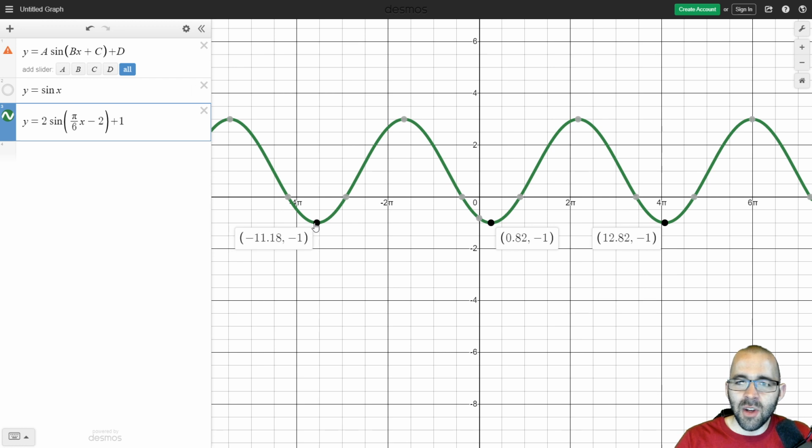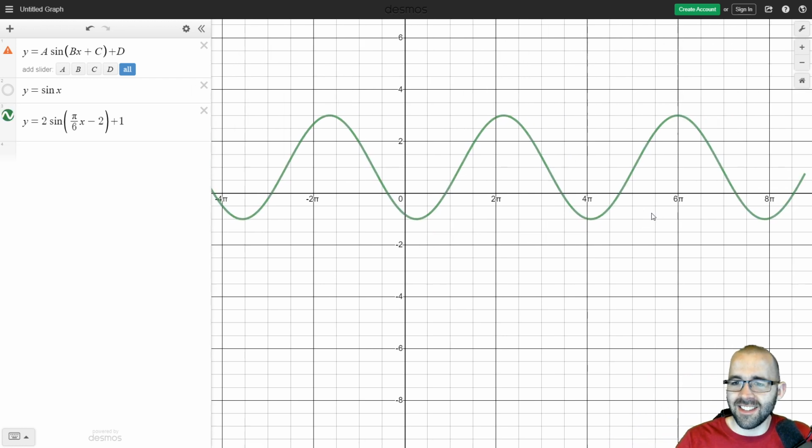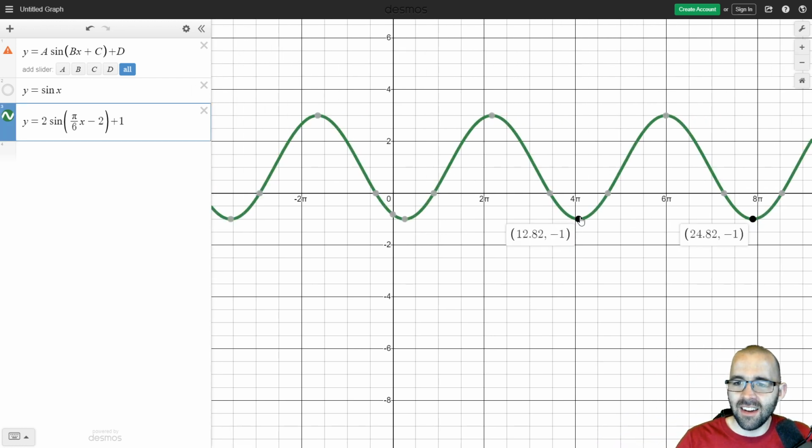All right? And if we go over this way, it's kind of hard to see. If we go over this way, it's adding another 12. The period is 12. That's how far x has to go till we start repeating. I did this on purpose, guys. I kind of tricked you putting this problem in here.